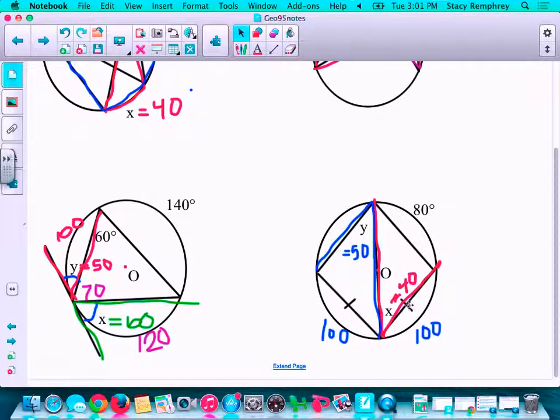These chords are equal. Equal chords have equal arcs. So if this arc is 100, this arc is also 100. Angle Y in blue intercepts that 100-degree arc, so it's half of that, so Y is 50.